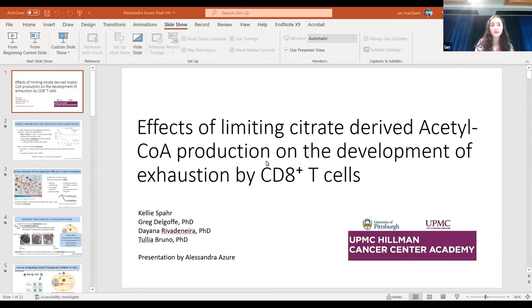And so what does this all mean? So what we think from this is that our optimal inhibitor concentration is probably around 30 micromolar, and that's informed by both our growth curve data and our cytokine data. So wanting to still produce an impact on cytokines while making sure that cells are still able to proliferate. And then also the cytokine data I just showed you suggest that inhibiting acetyl-CoA may impact CD8 T-cell effector function.